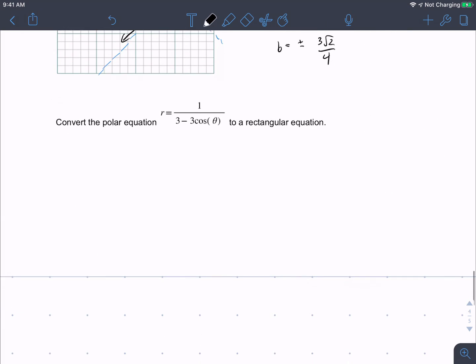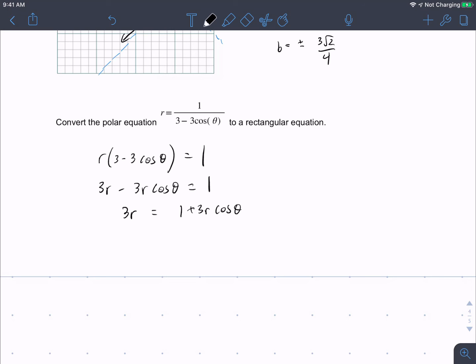Okay, and then let's do this last example. And this last example is just asking us to write an equation from polar to rectangular form. And so what I'm going to do is multiply by the denominator to both sides. So I'm going to go r times 3 minus 3 cosine theta is equal to 1. And then distributing through, I'm going to get 3r minus 3r cosine theta is equal to 1. And then I'm going to isolate the 3r by itself. So I'm going to get 1 plus 3r cosine theta.